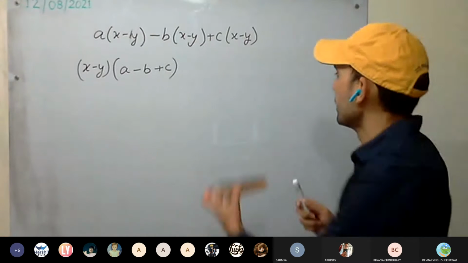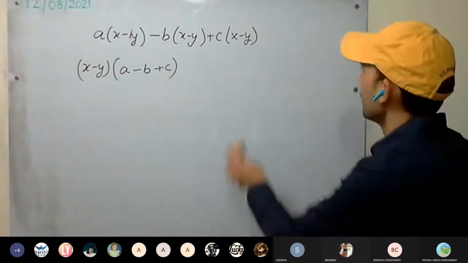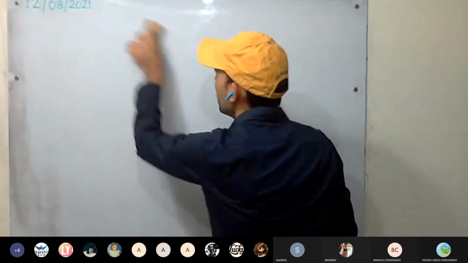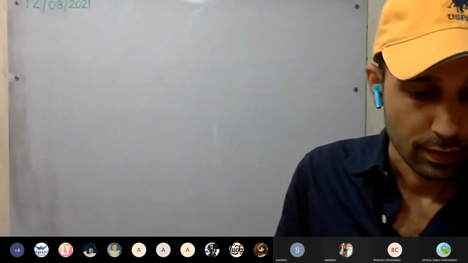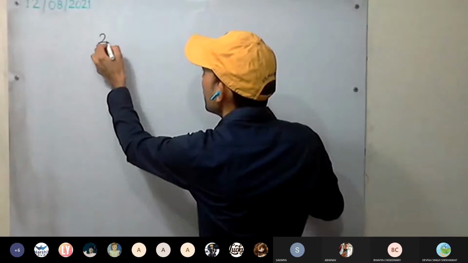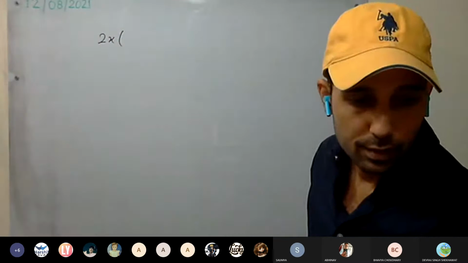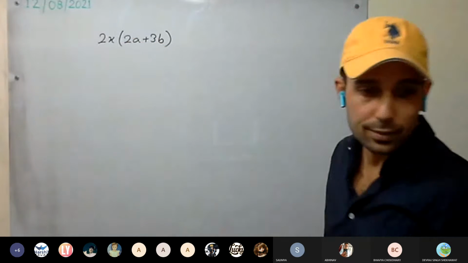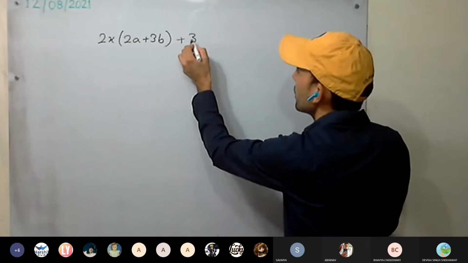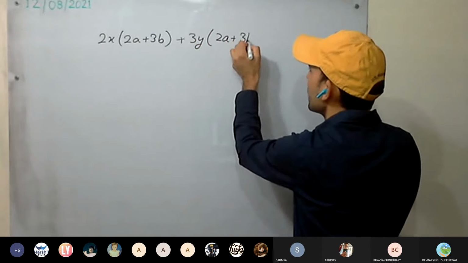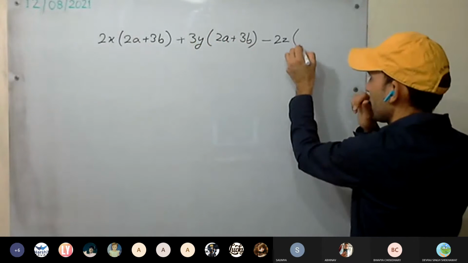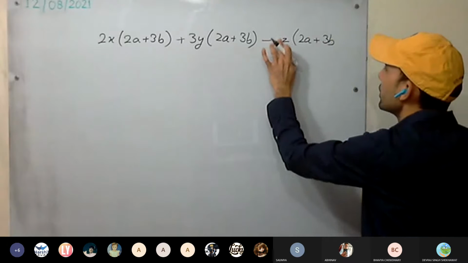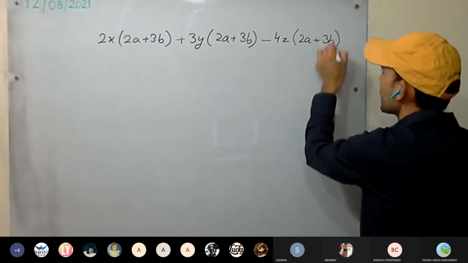Try the second one. 2x(2a plus 3b) plus 3y(2a plus 3b) minus 2z, 2a plus 3b. Is it 4z? Yes, sir, 4z. Okay.